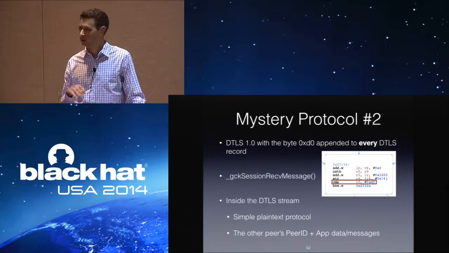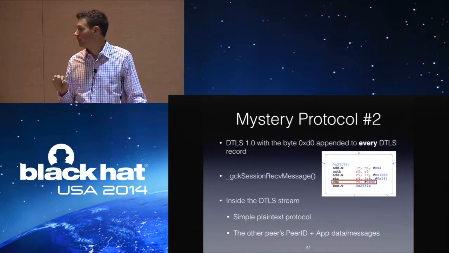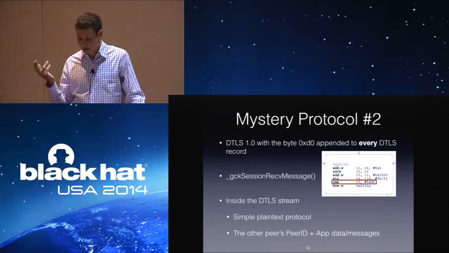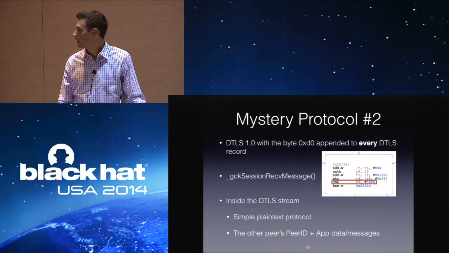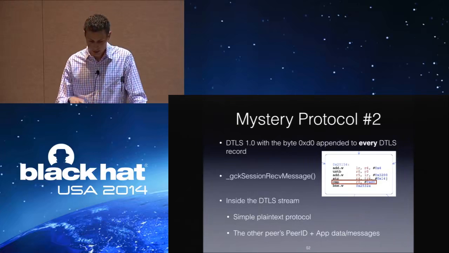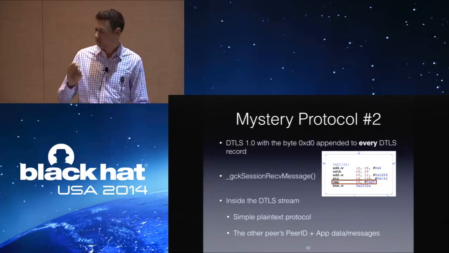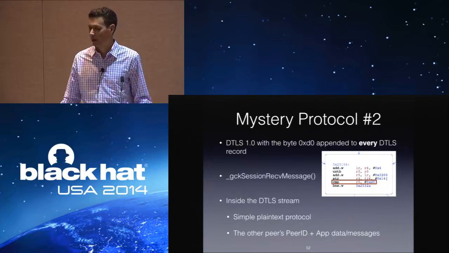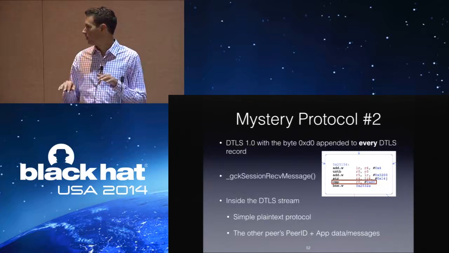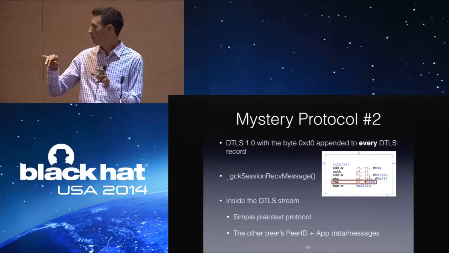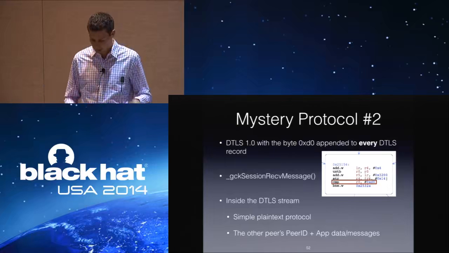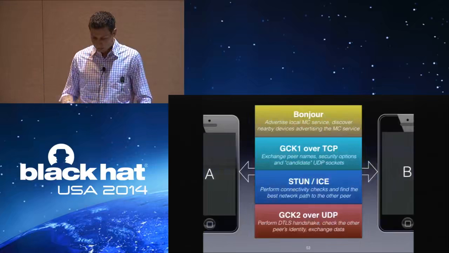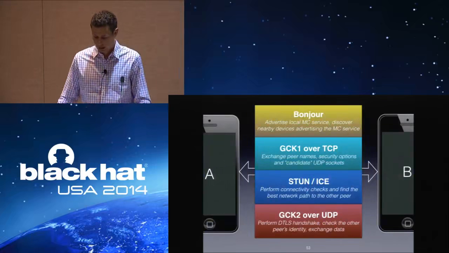And it doesn't matter which device you're using, or which version of iOS or anything, it's always going to be D0, which is kind of surprising. I don't know why it's there, but it does break every TLS tool ever created. So kind of annoying. And then if you actually look inside the DTLS stream, it's just a really simple plain text protocol where when you send a message, like I was doing in a demo, you just see that message and the other guy's peer ID, and that's it. So it's very simple. That's the whole stack.